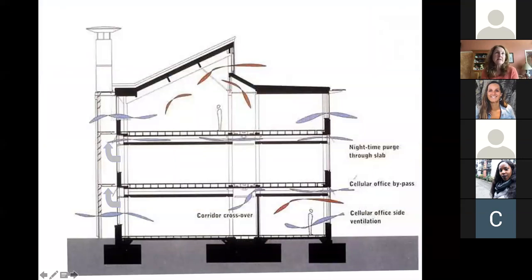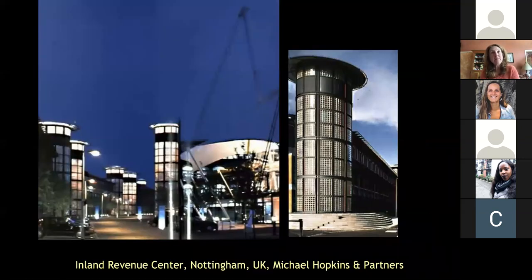And then this is a section where you're seeing the ventilation is by the air rising through stack ventilation in these chimneys. It's pulling air in through the lower windows in the office space. And then my last couple of pictures are just from the Inland Revenue Center in the UK by Michael Hopkins, who's a wonderful architect. I encourage you to check out his work as well.